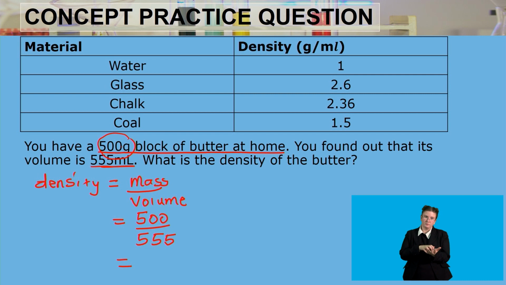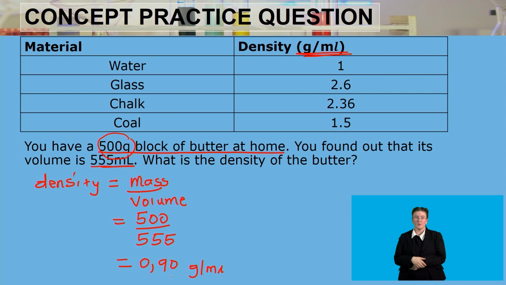Then we press our calculator again to check how much density that is going to be giving us. So 500 divided by 555, we get an answer of 0,90. And remember the units. The units for density we are given there as grams per milliliter. So this is our density for this block of butter that we have at home.